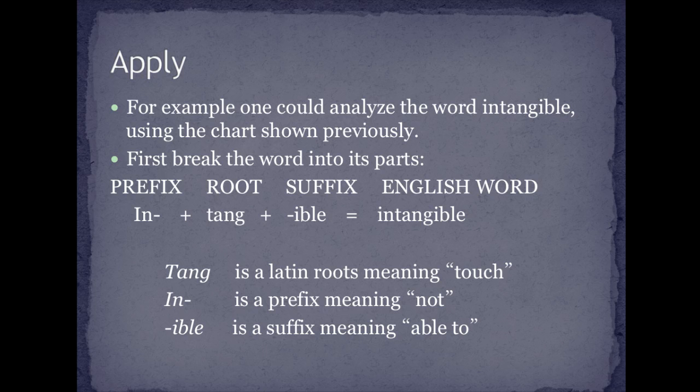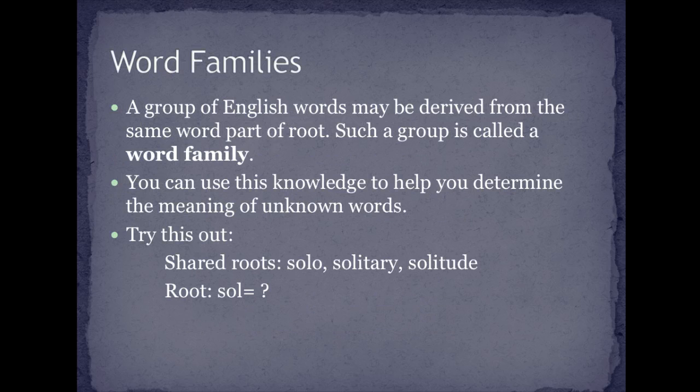So if you didn't know what this word intangible meant, you could break it down into its three component parts. And if you knew those component parts by themselves, you could figure out what the word means. So intangible means we are not able to touch it. It's something that is not touchable. A group of English words can be derived from the same word part or root, and we call these types of groups word families. You can use this knowledge to help you determine the meaning of unknown words as well.